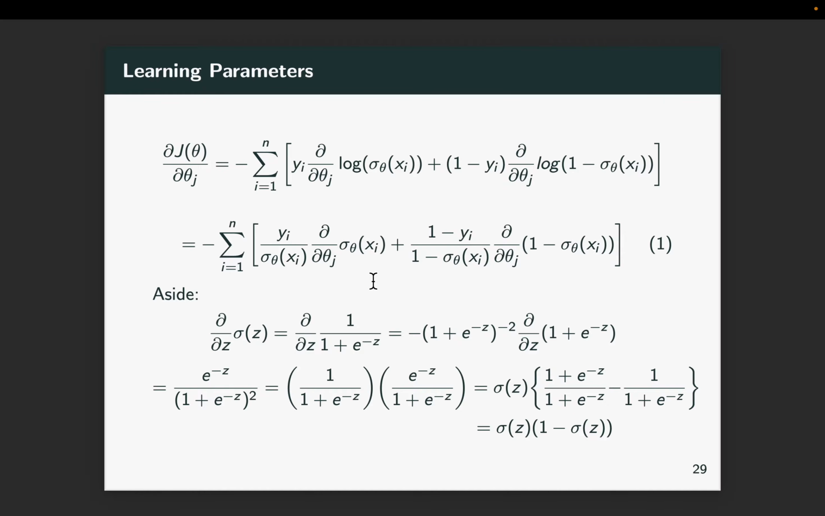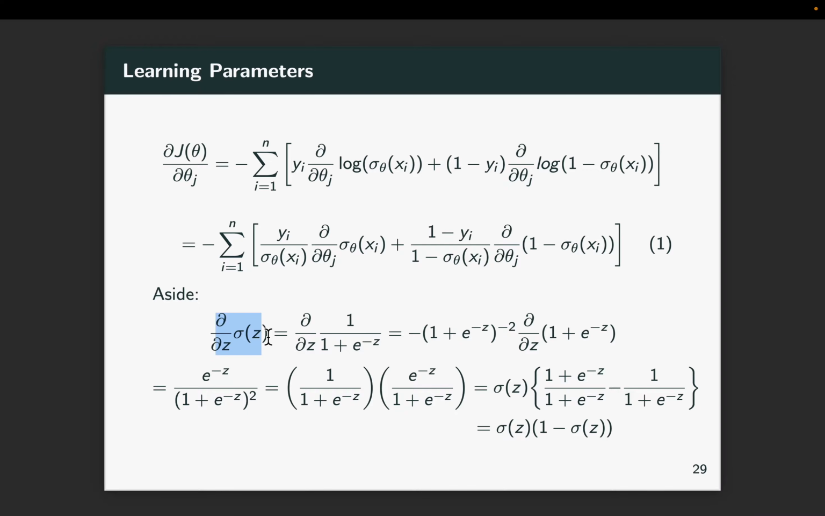Now we should just pause here for a second and look at this aside, which is: if we want to find the partial with respect to the sigmoid function, what is del over del z of sigma of z? To do this, we can first expand out sigma of z, which is 1 over 1 plus e to the power minus z. Then you can use your regular calculus to write this as minus 1 plus e to the power minus z raised to power minus 2, and then del over del z of this term. We can do a bit of simplification and finally write del over del z of sigma z as sigma z into 1 minus sigma z.